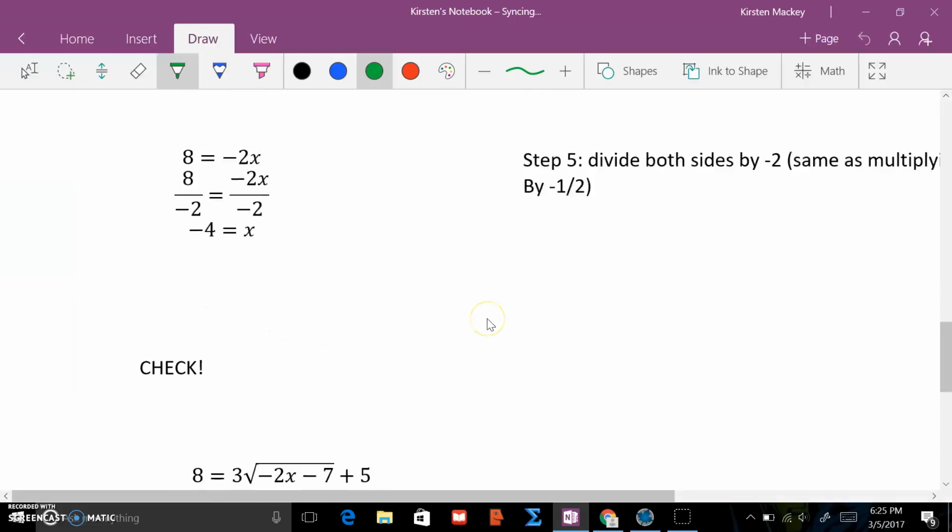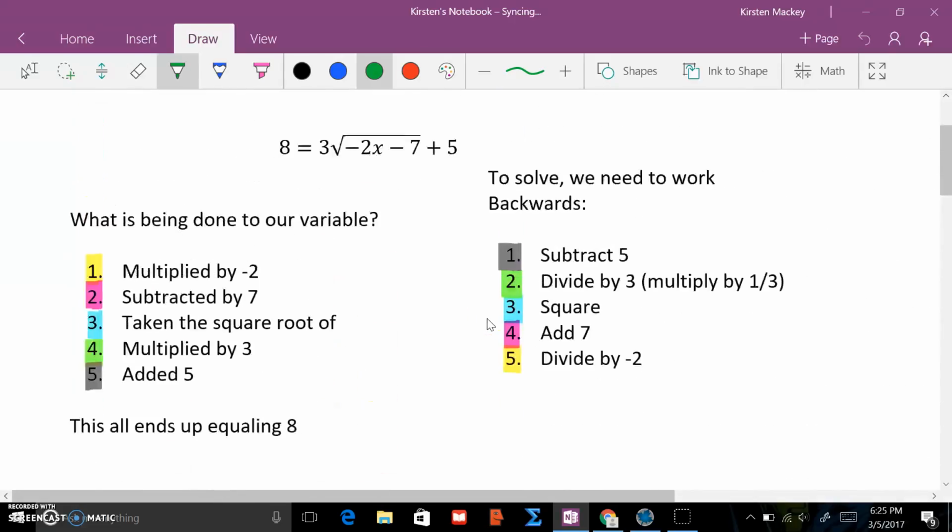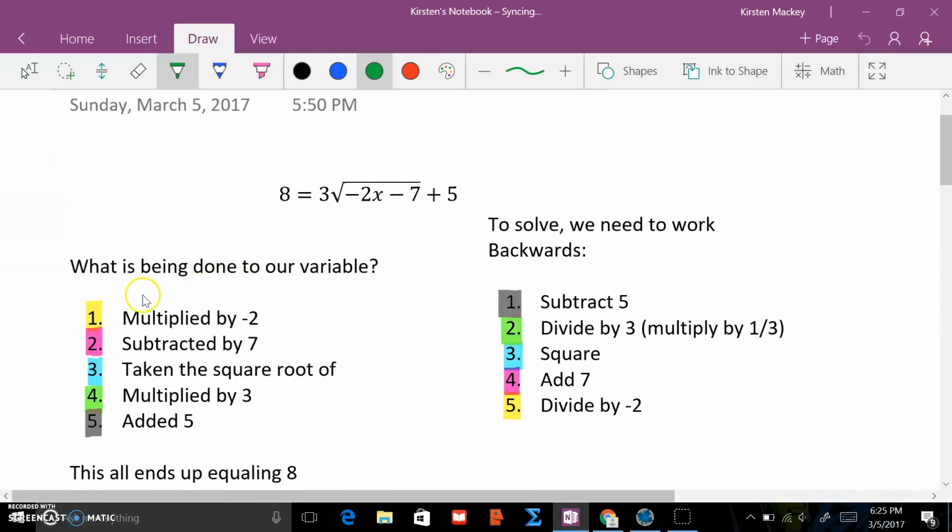So when we're solving equations, always a good idea to think about what is actually happening to our variable, and then what are my steps to work backwards and undo what I have just done to that variable, and lastly, check our answer.